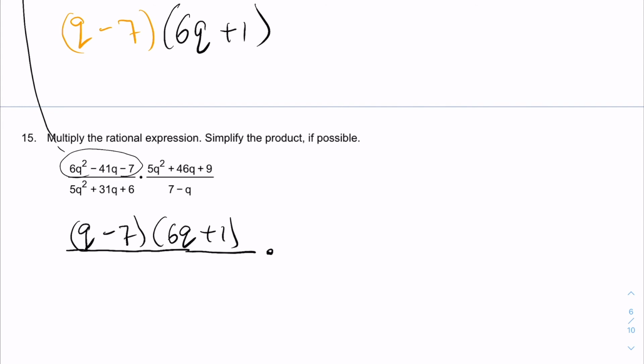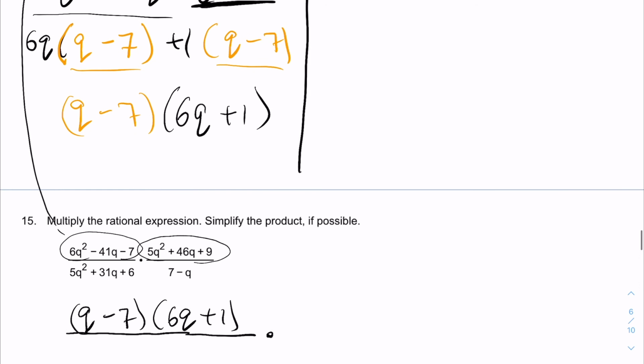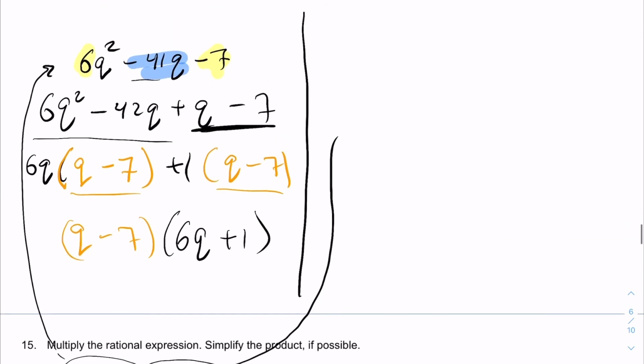That's our first quadratic, all that, right? So what do we have? We have q minus 7 times the quantity 6q plus 1. Let's do this next one right here, since I've got this space up here. So I'm going to put this right up here. So that is 5q squared plus 46q plus 9. Double check, 5q squared plus 46q plus 9.